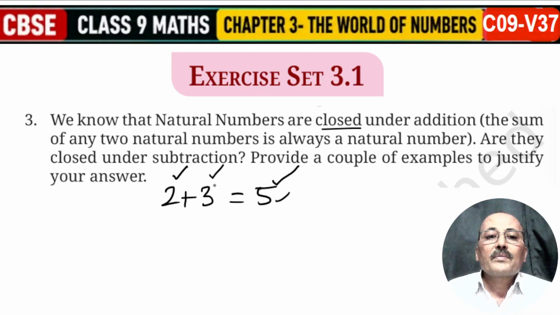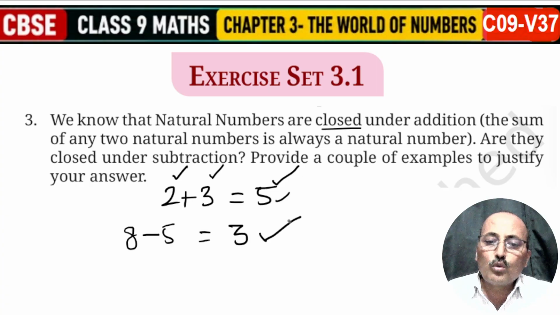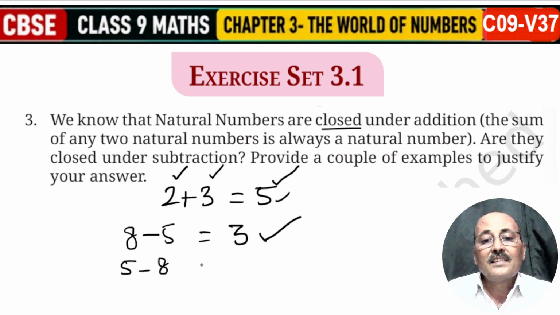Are they closed under subtraction also? Now suppose you take two numbers, 8 and 5. 8 minus 5, yes, it is 3. It is true. But there is another possibility, 5 minus 8. 5 minus 8 is minus 3.